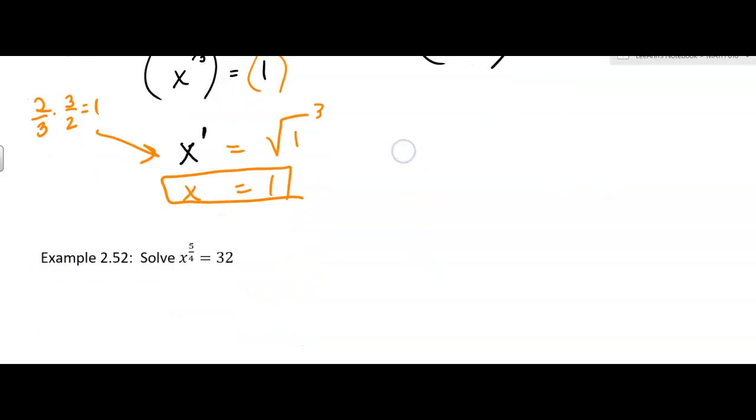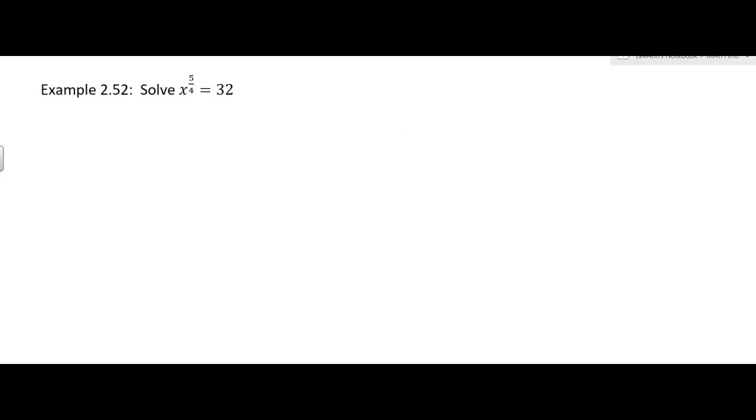All right, so let's look at this example. We have x to the 5/4 equals 32. So what we're going to do is we're going to raise this side of the equation to 4/5. And we're going to raise this side of the equation to 4/5. And we have that root part being odd. That makes it a little bit easier so we don't have to think about whether it's positive or negative.